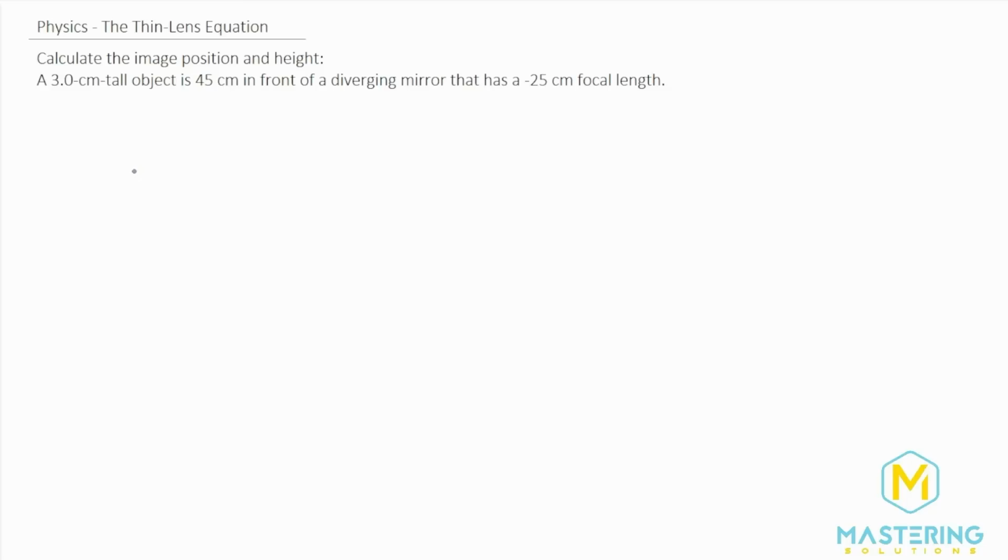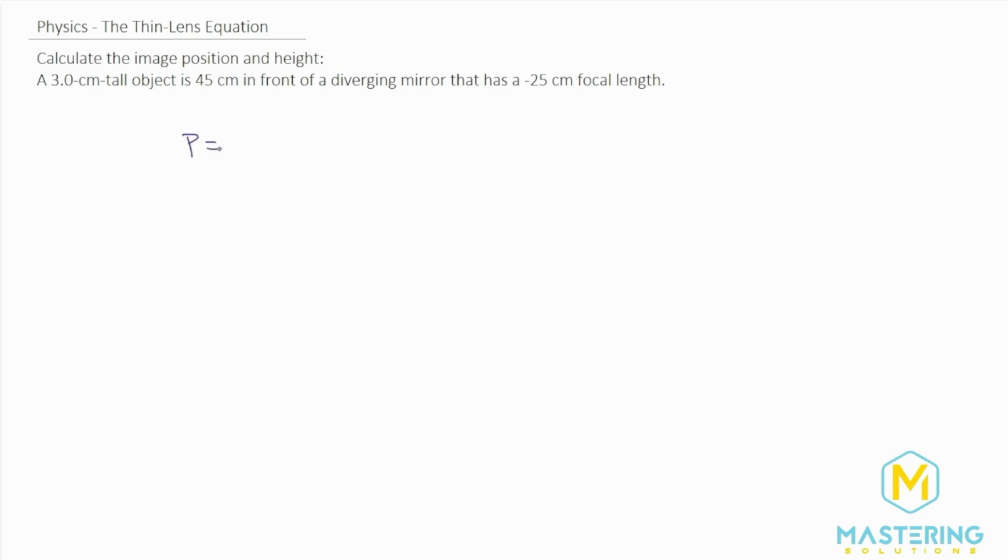Welcome to Mastering Solutions. For this, we don't have to draw a ray diagram, but we are asked to calculate the image position and the height for the diverging mirror. So to calculate the image position for this mirror, we're going to use the thin lens equation. Even though it's a mirror, the thin lens equation still applies, as the book talks about.